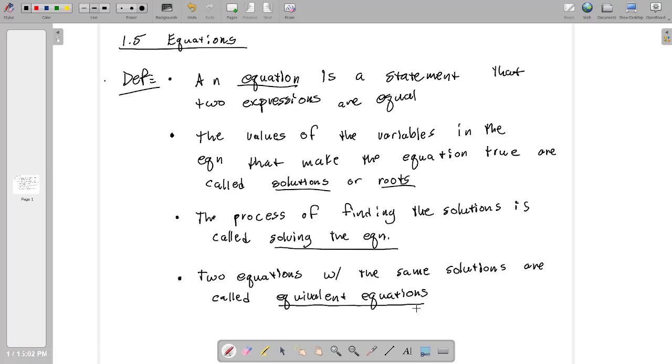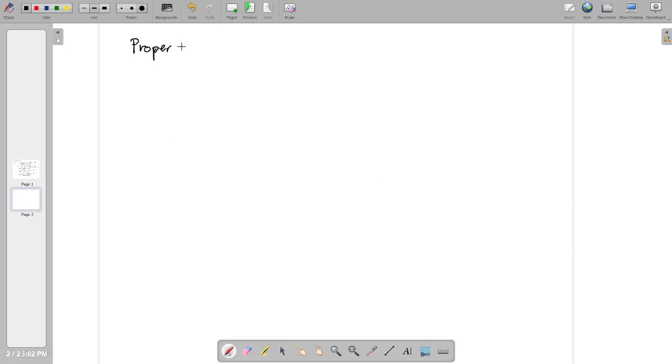In a bit here, we're going to talk about how to solve an equation. What we're going to do is use a sequence of equivalent equations in order to find the solution to all of them. But first, let's talk about the properties of equality.